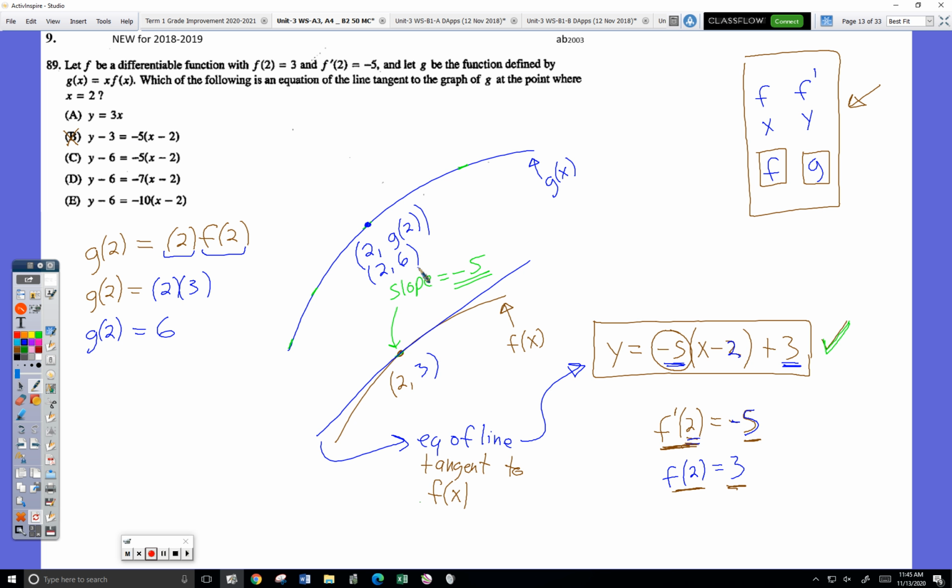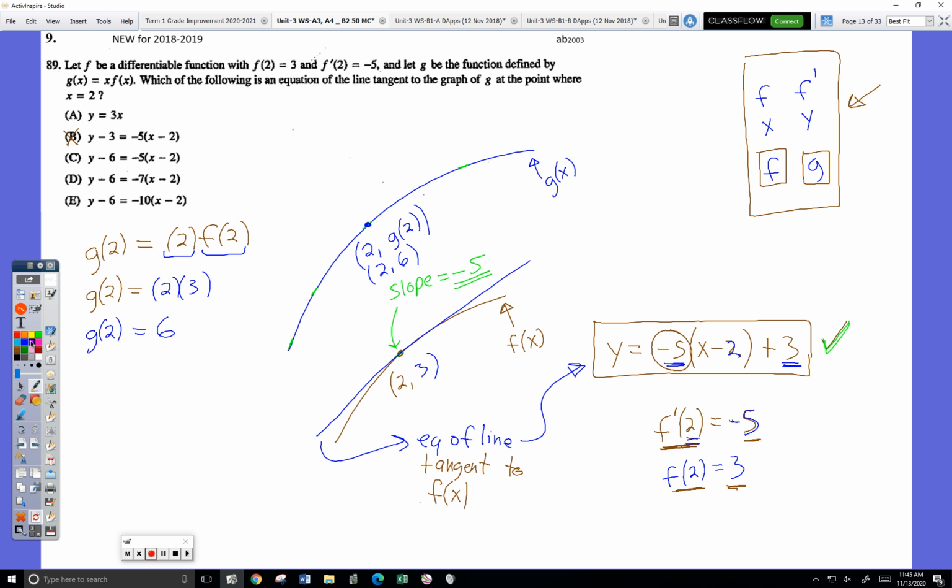Sammy. So what would we find now, Sammy? The slope. The slope of g of x at x equals 2. Perfect. So what process must we follow to find the slope of g at x equal 2? Oh, you find g prime.